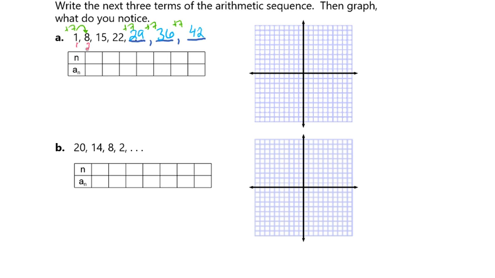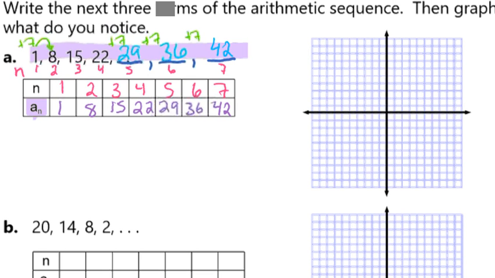Now this is our first term, second term, third term, fourth term, fifth term, sixth term, 7th term. So 1, 2, 3, 4, 5, 6, 7. That's our n. Now our a sub n's are those values right there: 1, 8, 15, 22, 29, 36, and 43. Let's go ahead and graph this. I'm going to zoom in a little bit to make this easier to graph. So let's graph these.